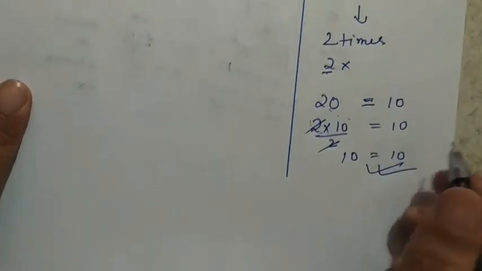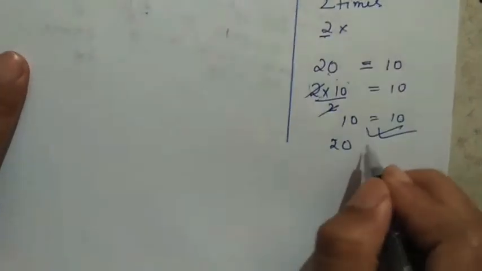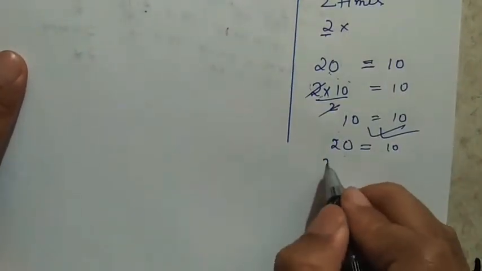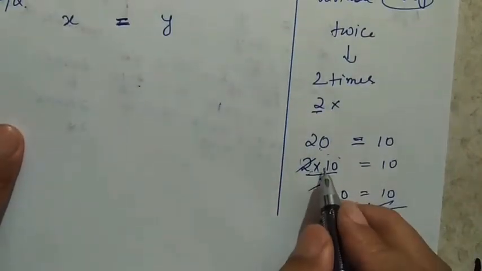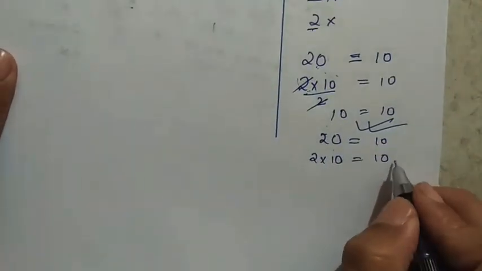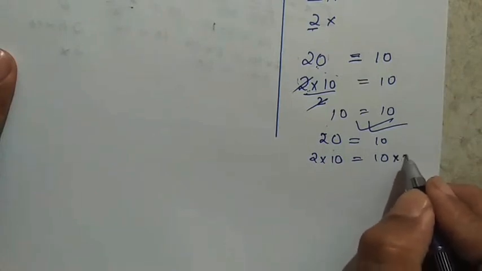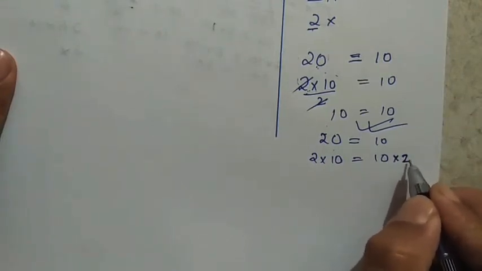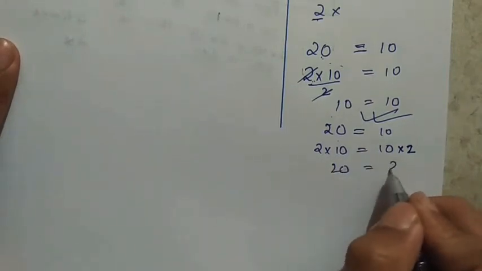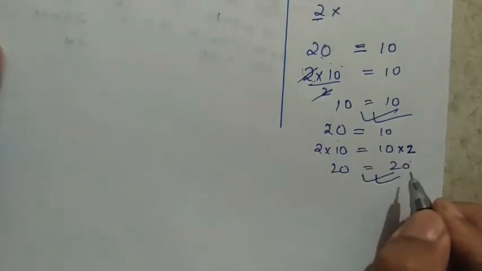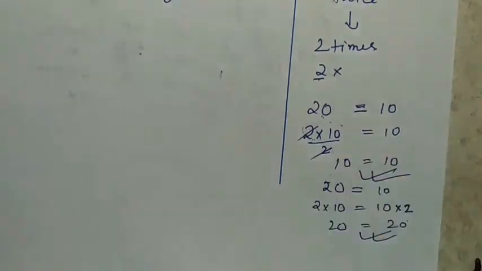Or let's say 20 is equal to 10. Now I put the 2 on the smaller side by multiplying by 2, because it is 2 times. So 2 into 10 is 20, and 10 into 2 is also 20. So this is also true. So on the bigger side we divide, and on the smaller side we multiply.